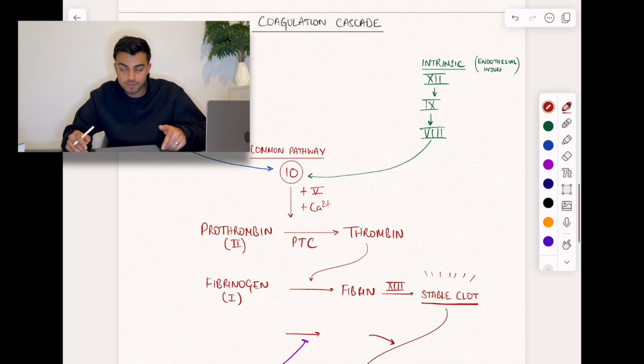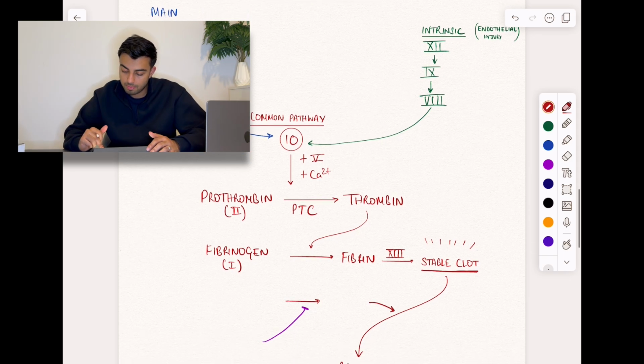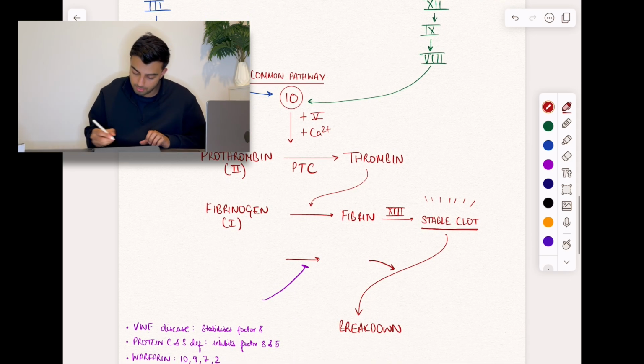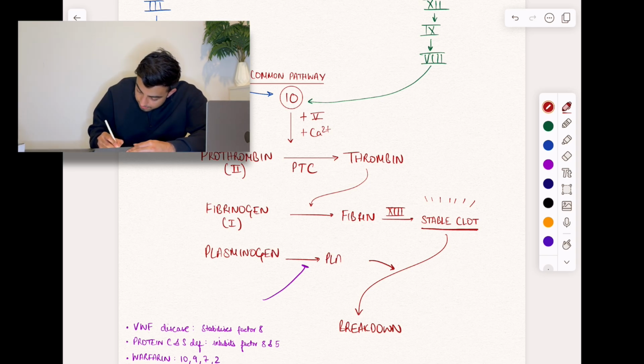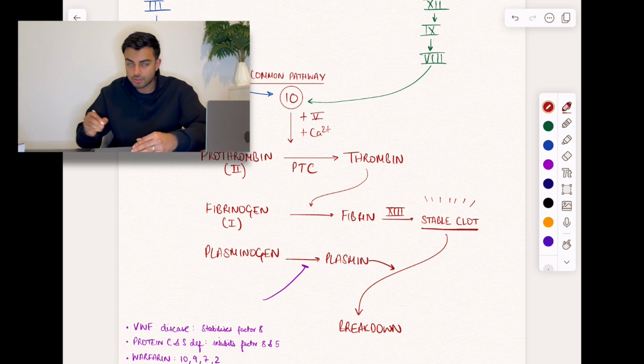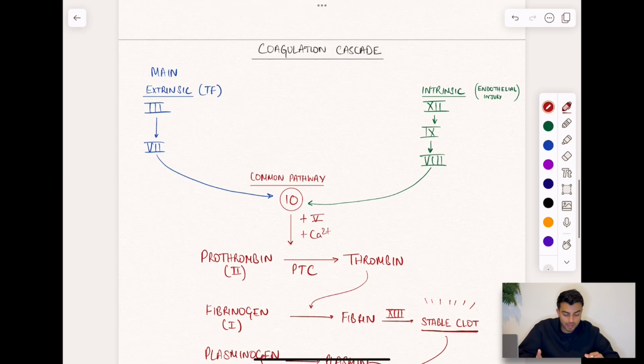Now, in normal physiological circumstances, once the clot has formed and the healing process is underway, the clot eventually needs to break down. And this is done by the process of plasminogen converting to plasmin, which then acts on the clot to break it down. Okay, and I think that covers the coagulation cascade.